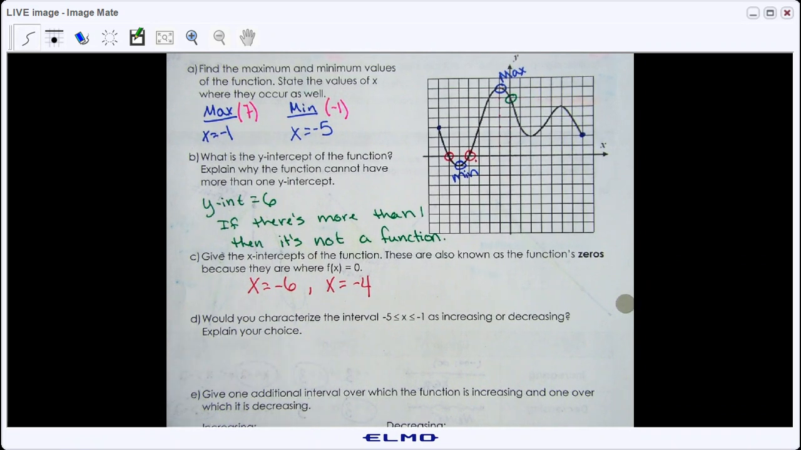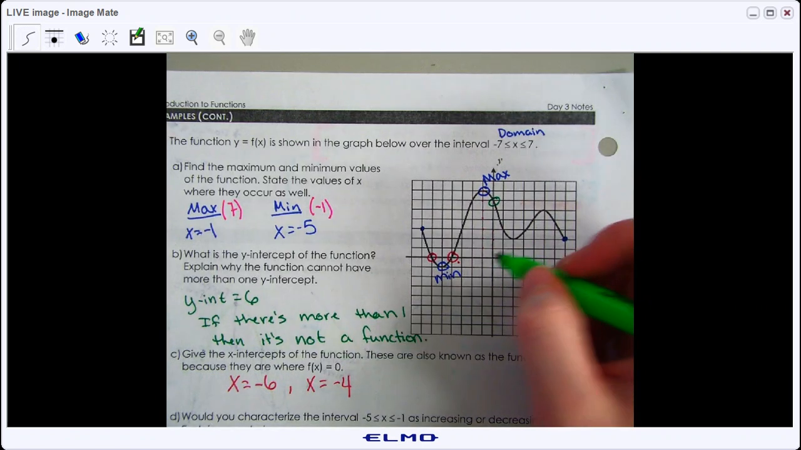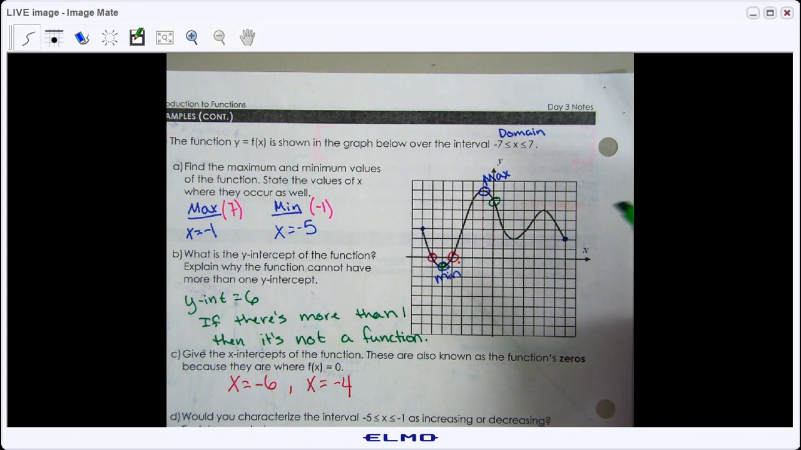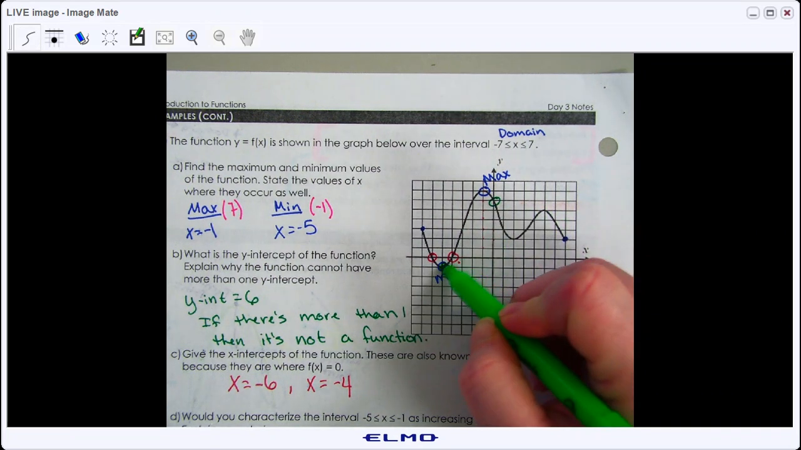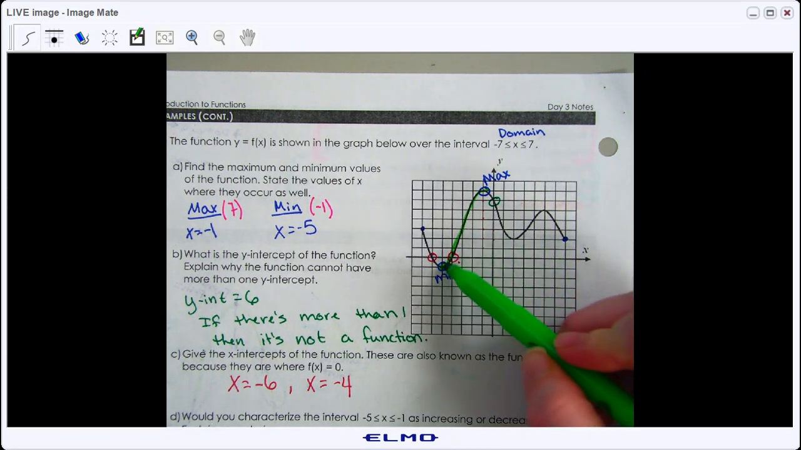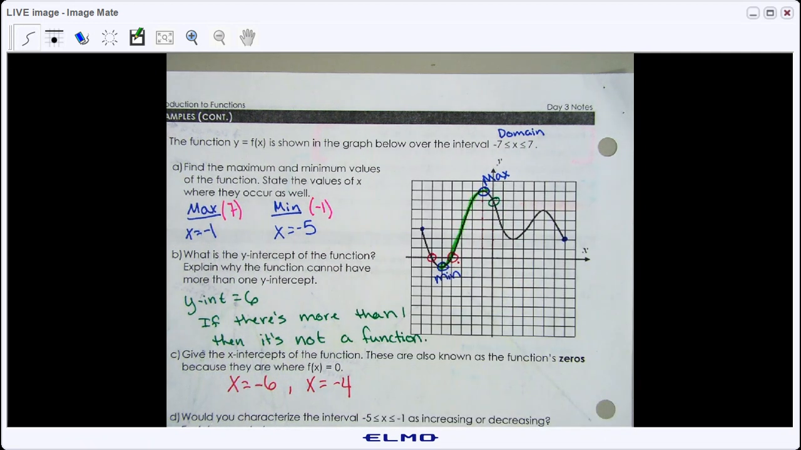Would you characterize the interval of -5 is less than or equal to x is less than or equal to 1 as increasing or decreasing? Explain your choice. I'm going to use a green highlighter here. So we go to where x is -5, which is here. I'm going to follow my graph until I get to -1. And as I go from -5 to -1, my highlighter is going up. So I would categorize this as increasing.